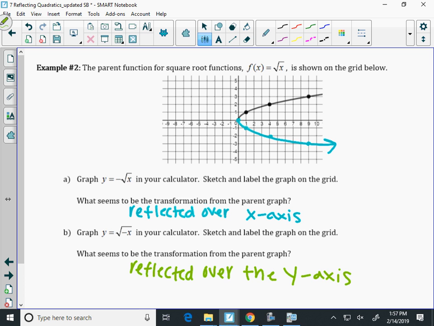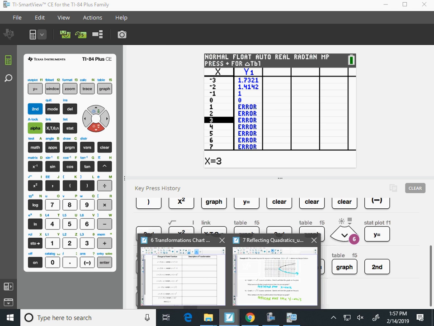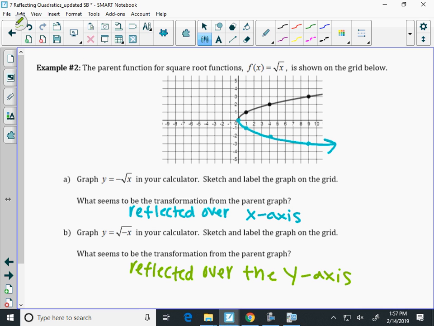And again, you can use the table in your calculator. You can do second table to get those nice whole number points. And when you plot those whole number points, your graph will look like this: (0, 0), (-1, 1), (-4, 2), (-9, 3). So it looks something like that when you use your table in your calculator to graph those points. Questions over that?